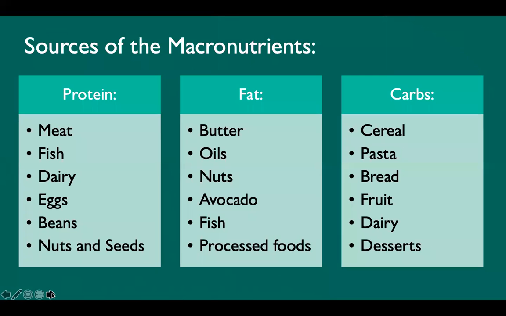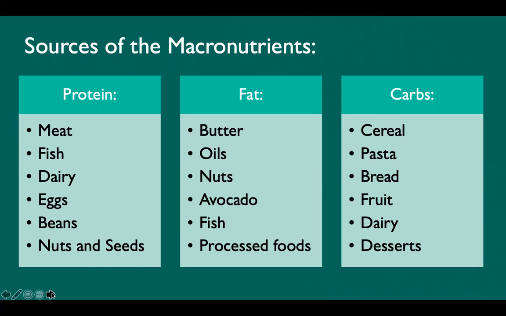So we've learned what the macronutrients are. Now, what are sources of the macronutrients? Protein consists of meat, fish, dairy, eggs, beans, nuts, and seeds. Fat consists of butter, oils, nuts, avocado, fish, and processed foods such as cookies, desserts, and chips. And sources of carbs consist of cereal, pasta, bread, fruit, dairy, and desserts.